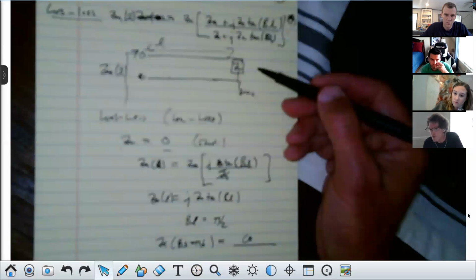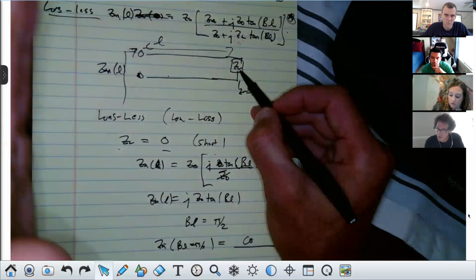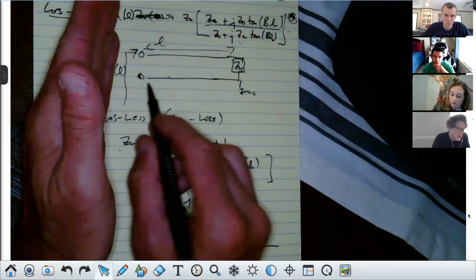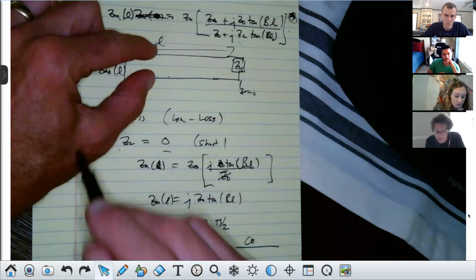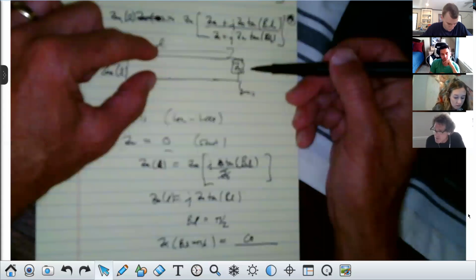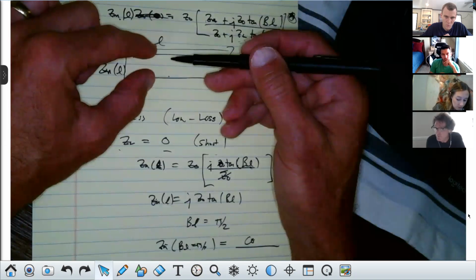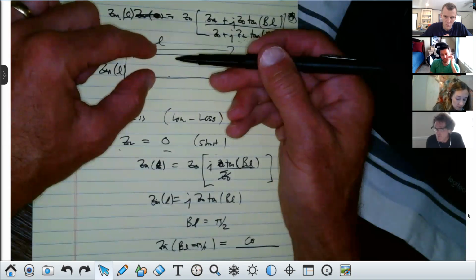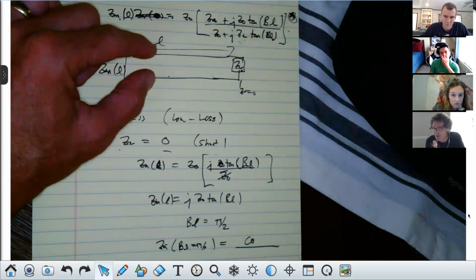And this is the important thing I want to tell you. No matter what this impedance is, if I move a quarter wavelength away from it, this length here becomes a quarter wavelength. The impedance I read is 1 over that impedance. So if it's a short circuit, the impedance is 0. I move a quarter wavelength, the impedance would be infinite. Do you follow me? Are you with me on this or not?